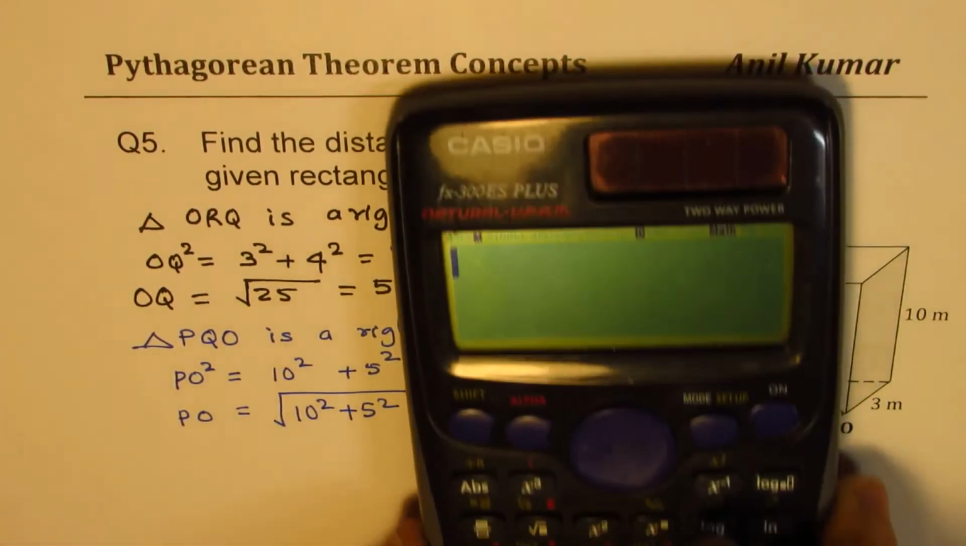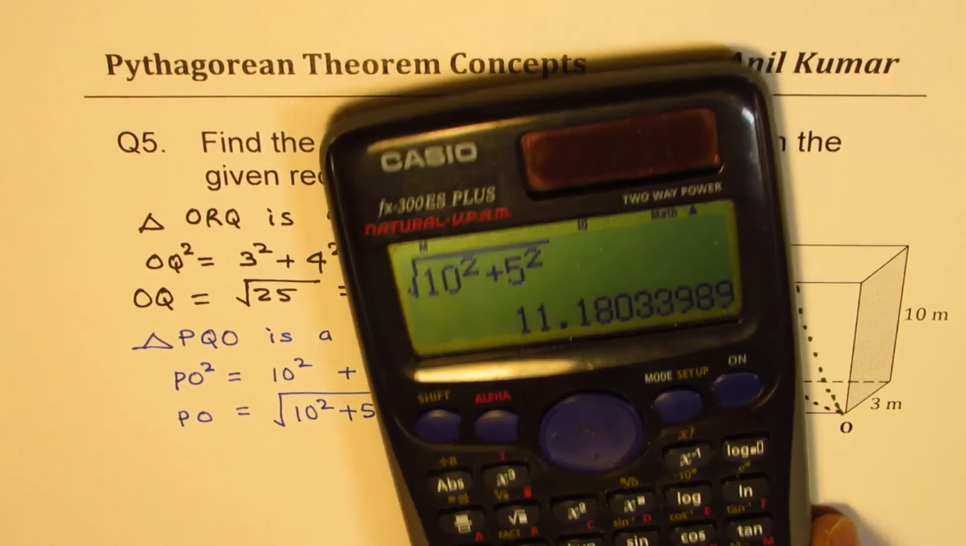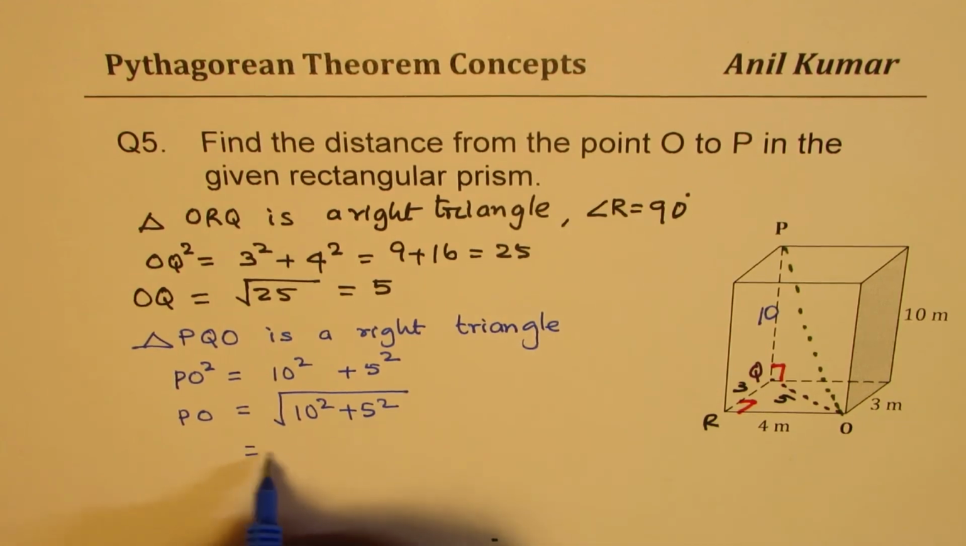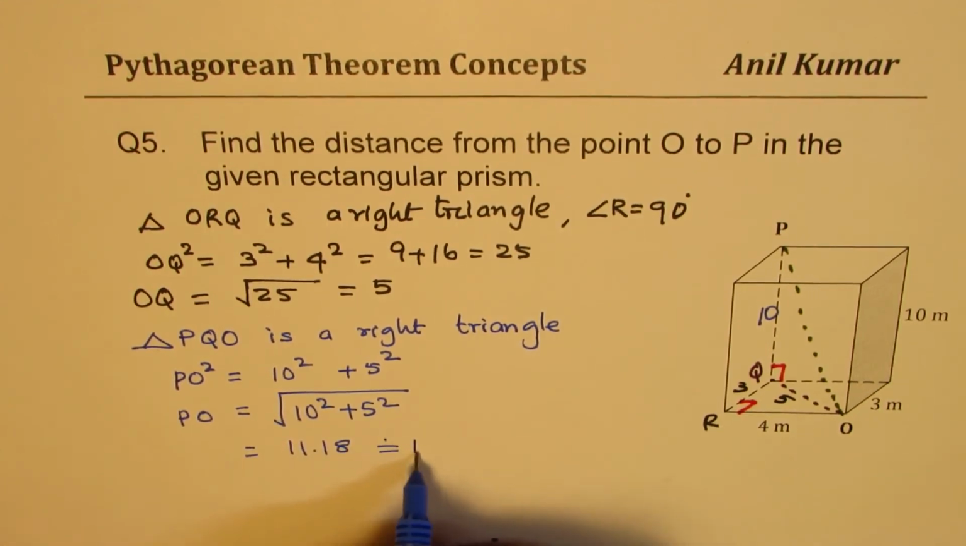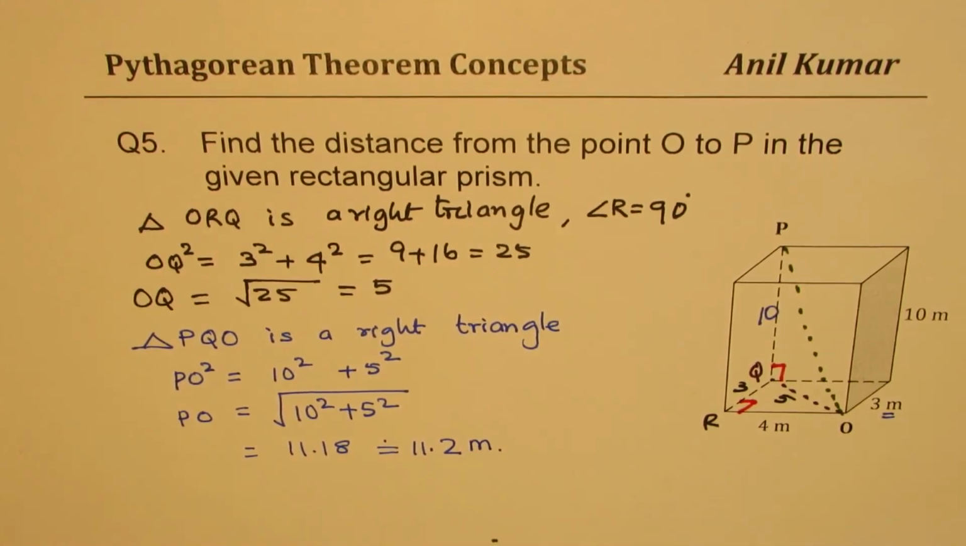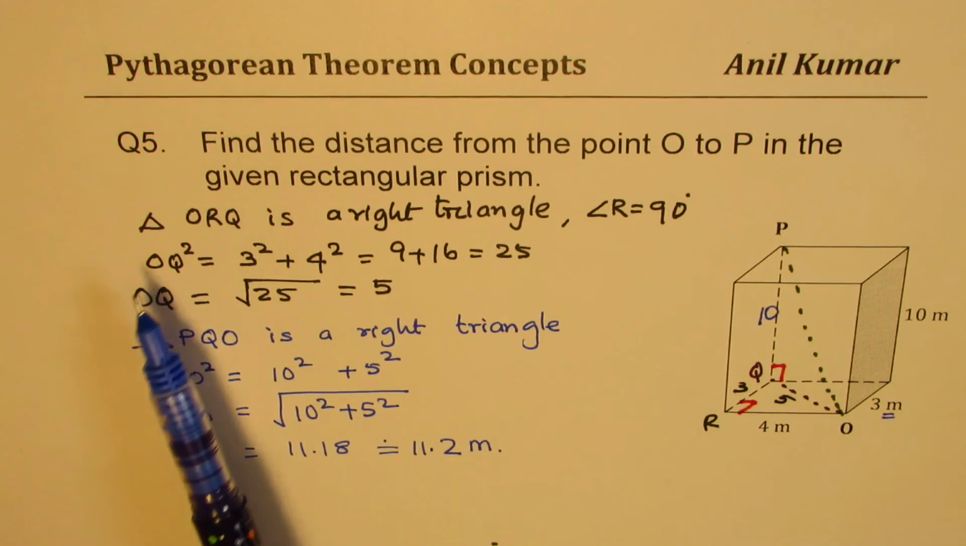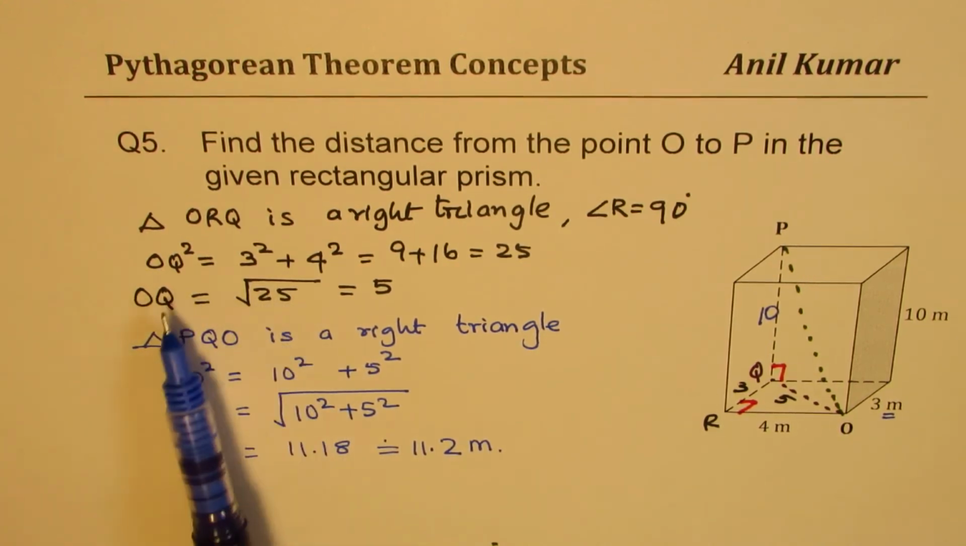Let's calculate this. So we have square root of 10 square plus 5 square, and this is equal to 5 square root 5 or 11.18. So it comes to 11.18, which we can round to 11.2, and the units are meters. Okay. So in this exercise, we have seen a lot of calculations involving square roots and squares. So I hope the earlier video on square root helps you to understand what we are trying to do, right? So if you have a square of something here, to find that thing, we square root the other side. Do you see that? That's how we do it.